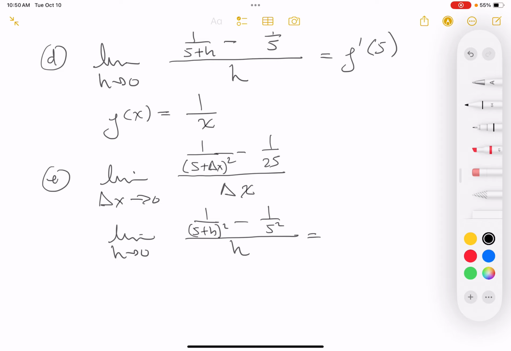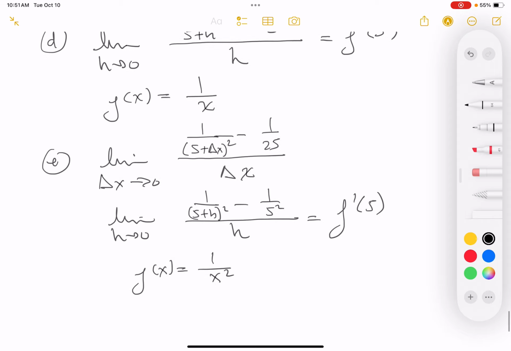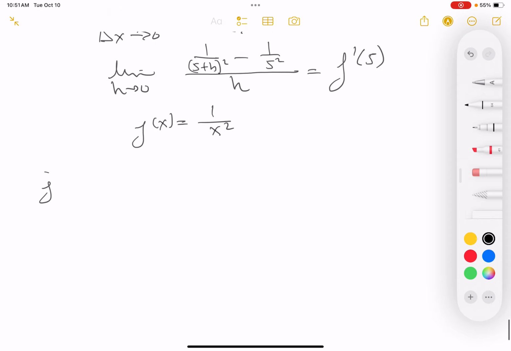So I'm recognizing this as a derivative now. It's f prime at 5, with the understanding that f of x looks like 1 over x squared. All right, and that's letter E now. We have a bunch to get through, by the way. Let's keep going. Next one, we go to letter F now.